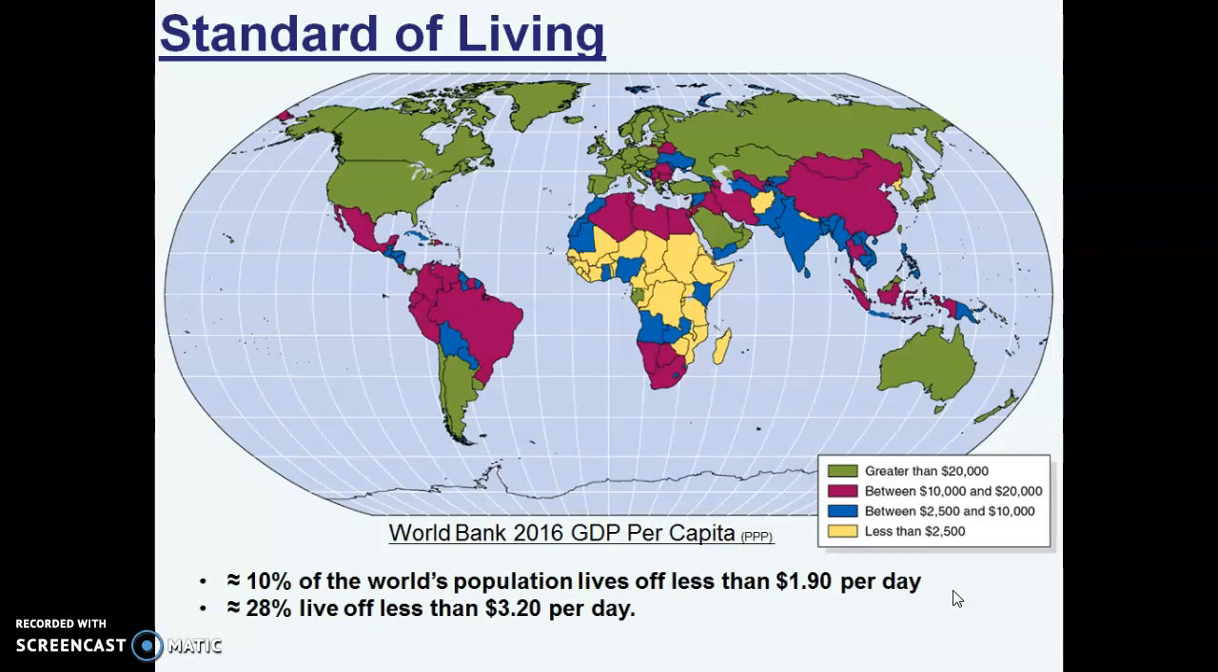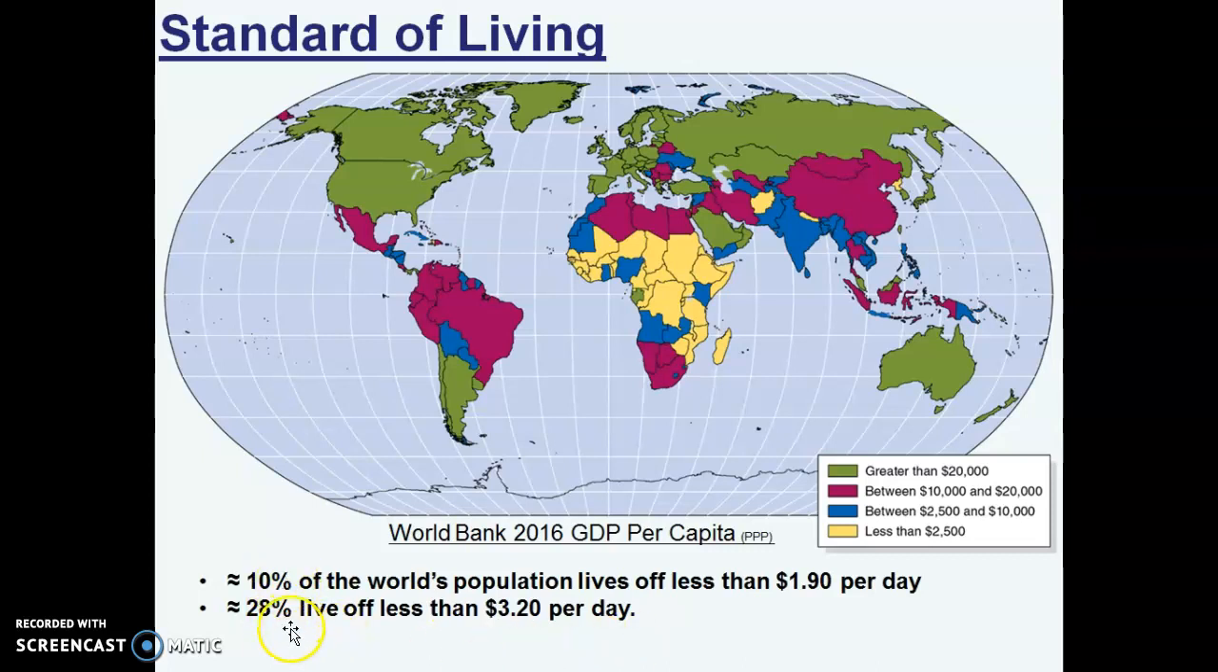Okay? That has gone down to about 9% in 2020, but is expected to go up as a result of the COVID pandemic. And then the 28% number is the poverty rate for those that live off of less than $3.20 a day. That's less than $1,200 a year. And that has gone down as well. That is around 23% as of 2020. But again, that is expected to increase as a result of COVID.